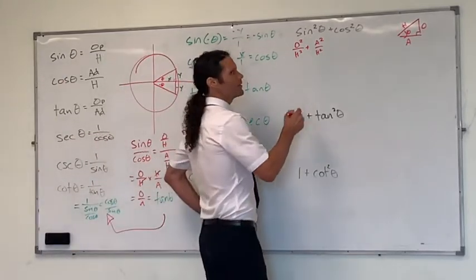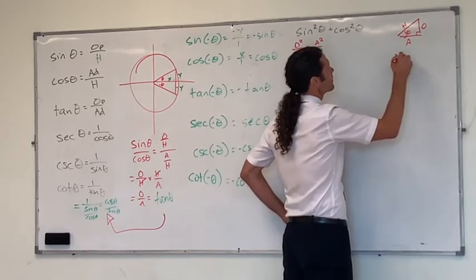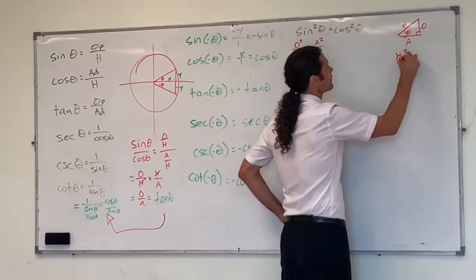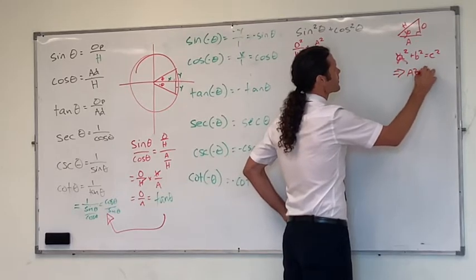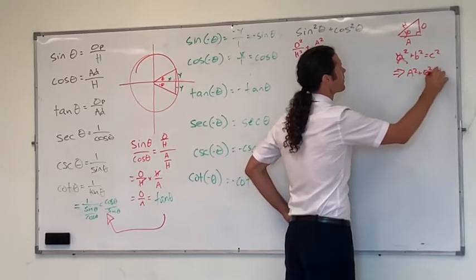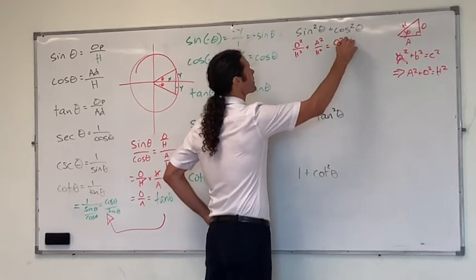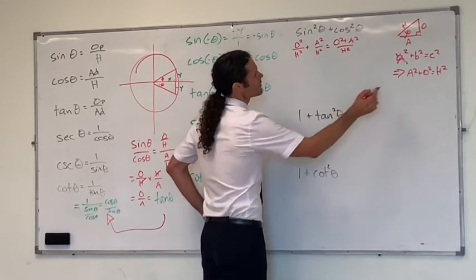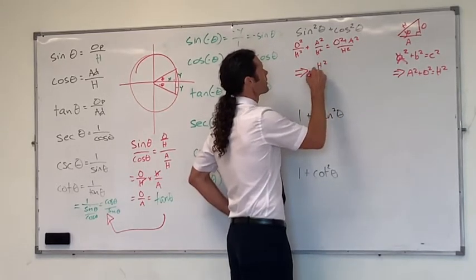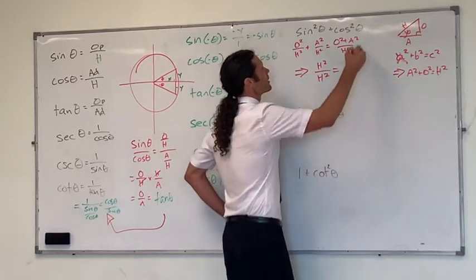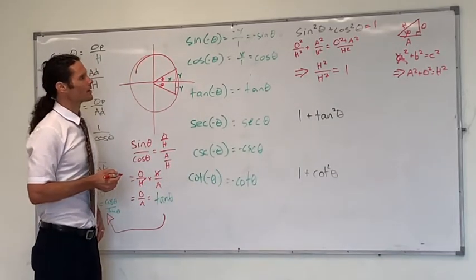Let's look at our Pythagorean theorem here, where a squared plus b squared equals c squared, or a squared plus o squared equals h squared. And so then we've got just that exact same thing here, o squared plus a squared over h squared. So if a squared plus o squared equals h squared, then we have h squared over h squared, which equals 1. And so this is our Pythagorean identity: sine squared theta plus cosine squared theta is equal to 1.